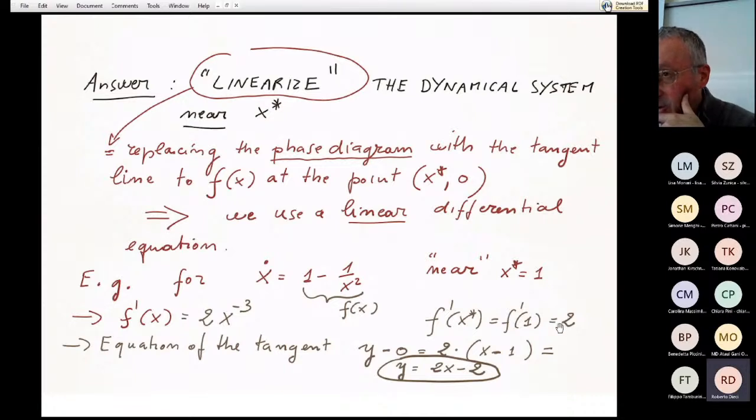The equation of the tangent is y minus 0, which is f of x star, the value of the function at the point near which we want to linearize, is equal to f prime of x star, which is 2, times x minus 1, which is x star. It's very simple. Y is equal to 2x minus 2. It is a straight line, positively sloped, with a negative intercept equal to -2. It is this one.